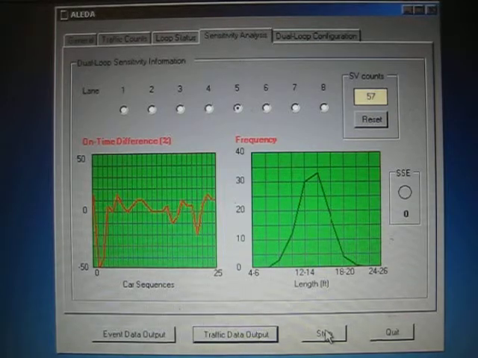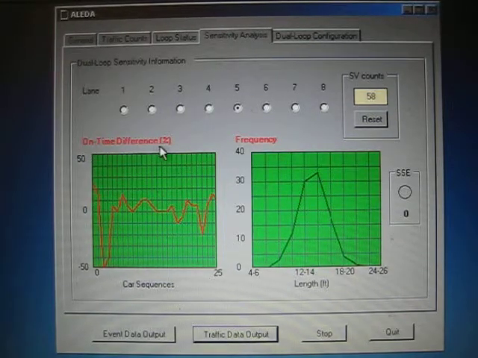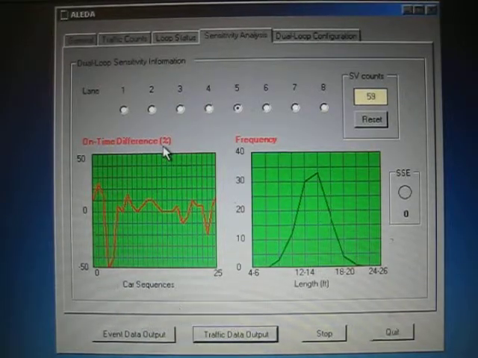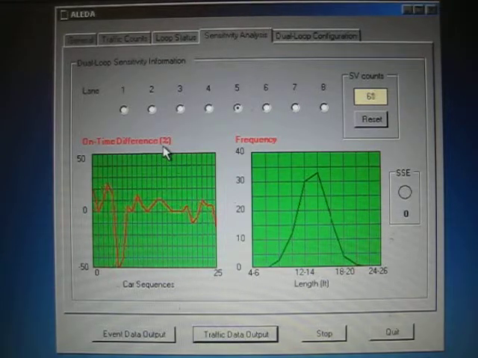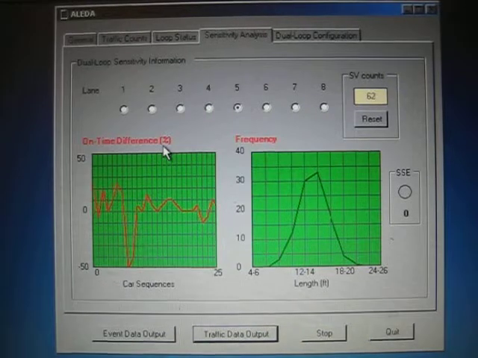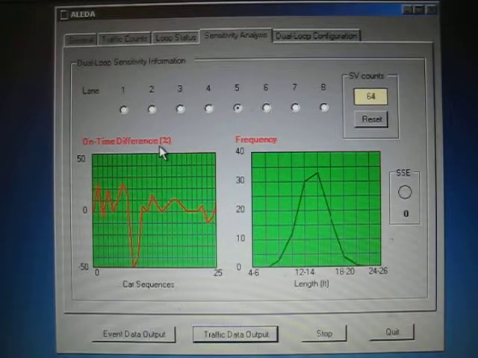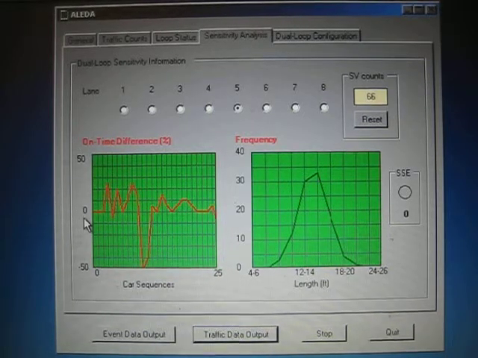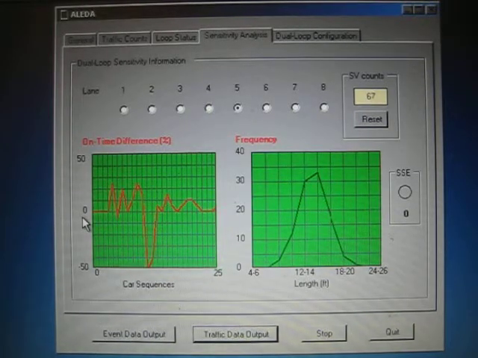ALEDA calculates the vehicle on-time differences between the upstream and downstream loops and uses them to represent the sensitivity and consistency. The on-time of both single loops should be the same if sensitivity of both loops is at the same level. By adjusting the loop amplifiers until the on-time differences displayed by ALEDA become close to zero, the dual loop inconsistent sensitivity problem should be minimized.